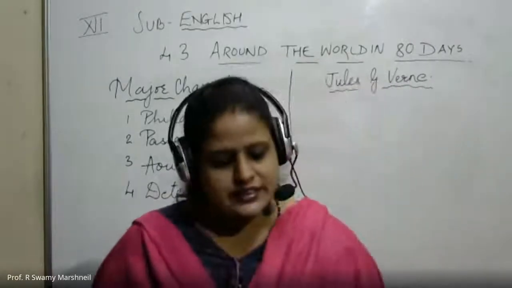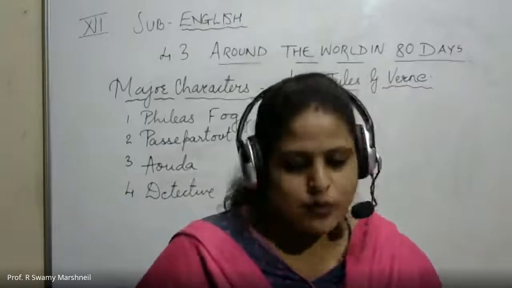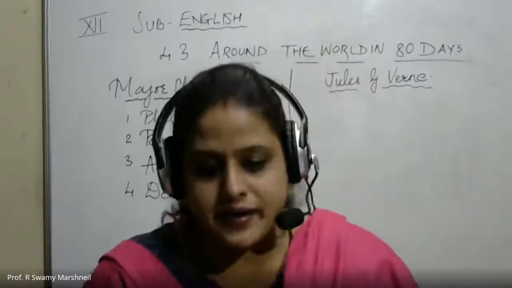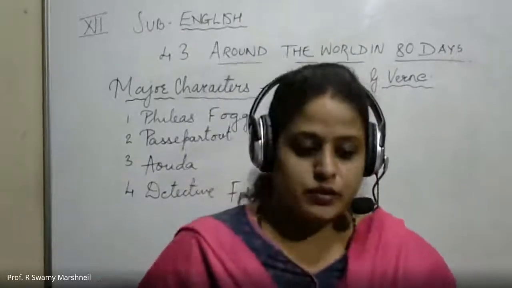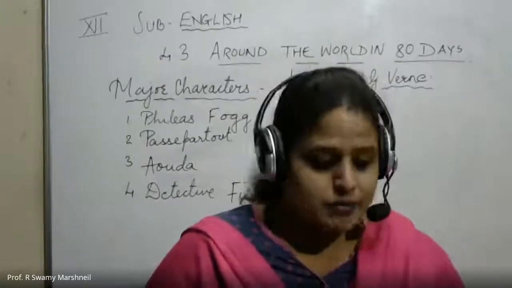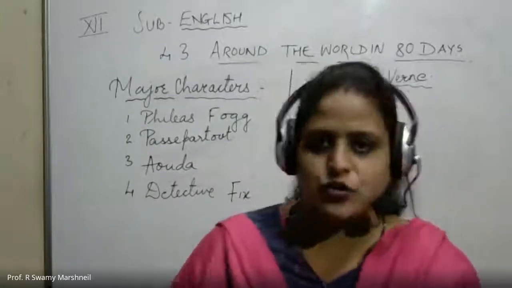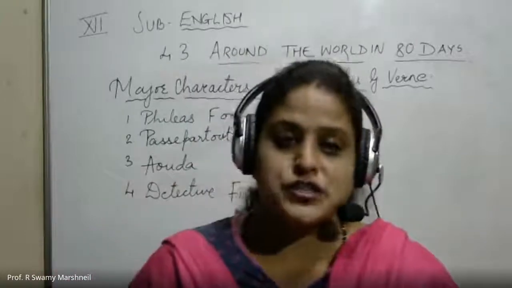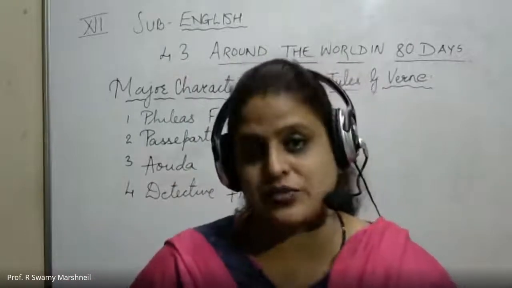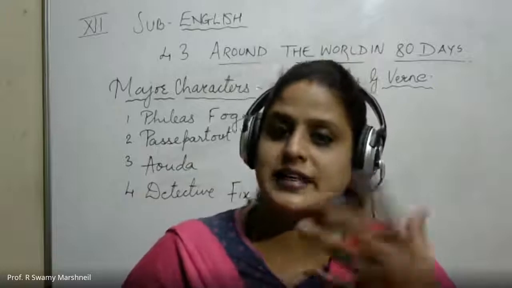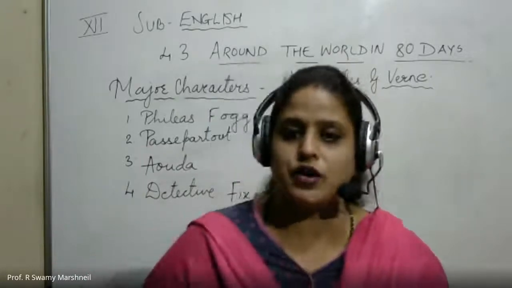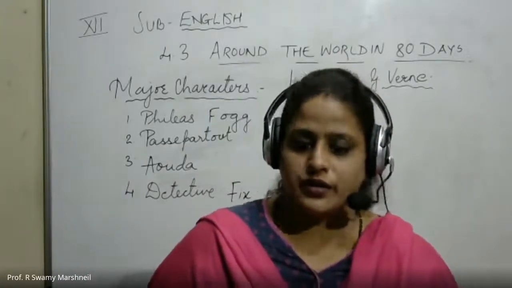So, now here we see that they both are getting married. They both are very happy. They both are now going to get married. And Passepartout is all set to go and get the priest from the parish or the church where he belongs. And let us see what happens in the coming part of the novel in the next video. Okay. Thank you.